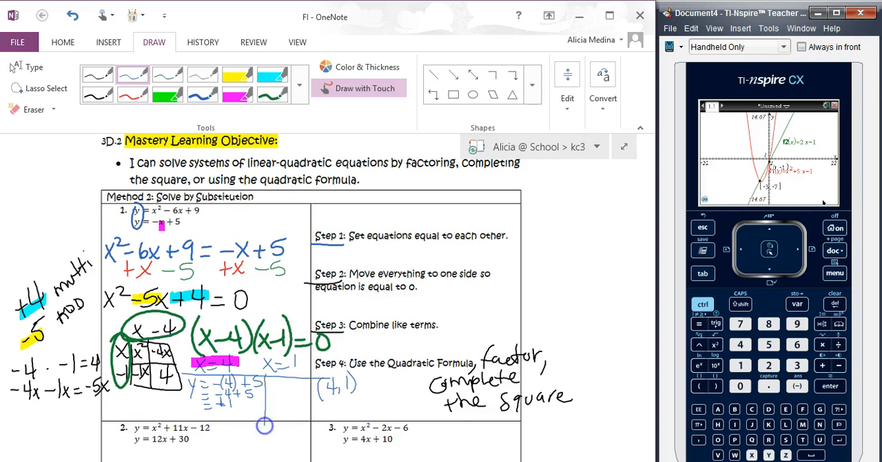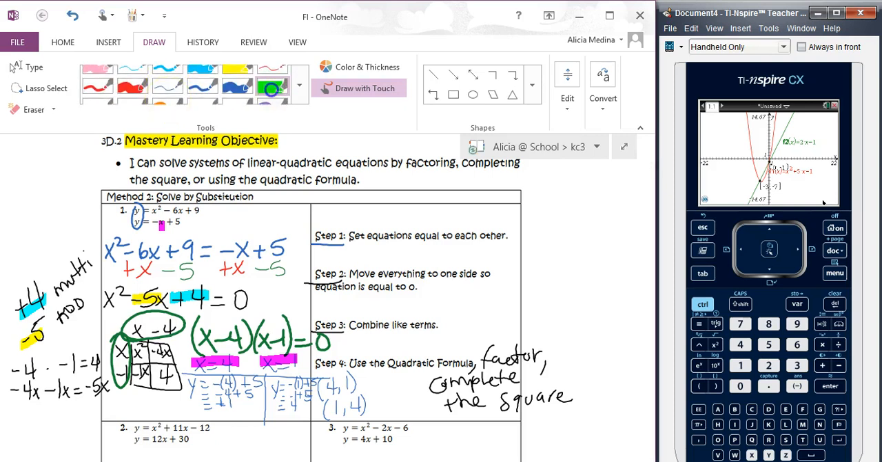And my other solution is going to be taking the other x and also substituting it into whatever equation I want. So y is going to equal negative x plus 5. So it's negative 1 plus 5, which would be 4. So that solution is going to be 1, comma 4. Alright, so that's my final answer. These are our two intersection points: 4, 1, and 1, 4.